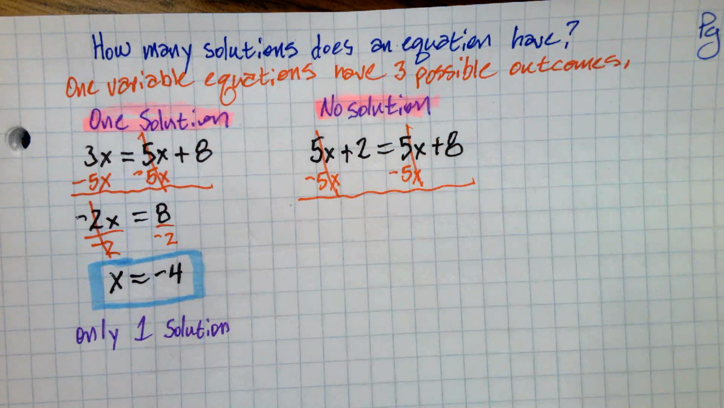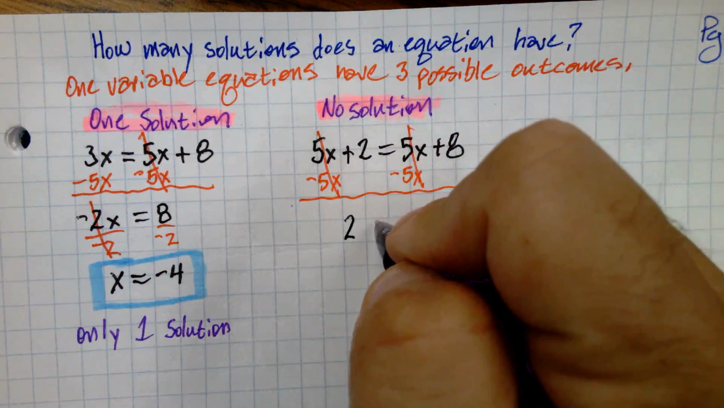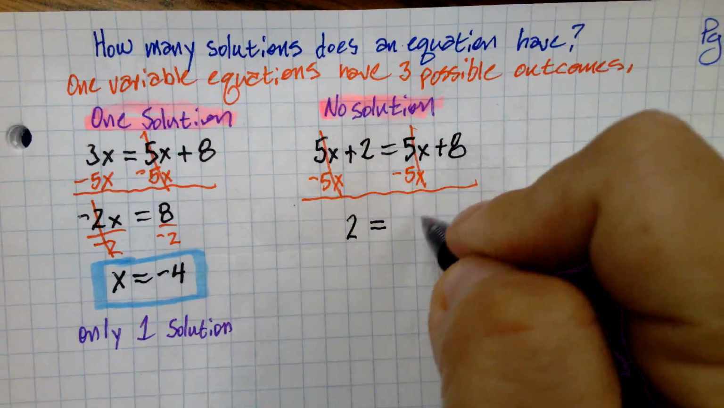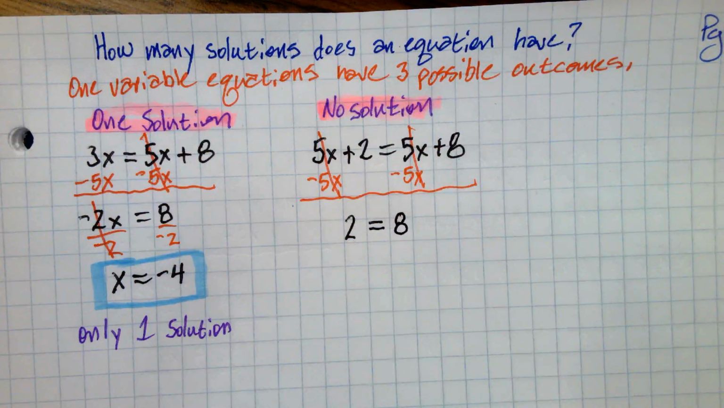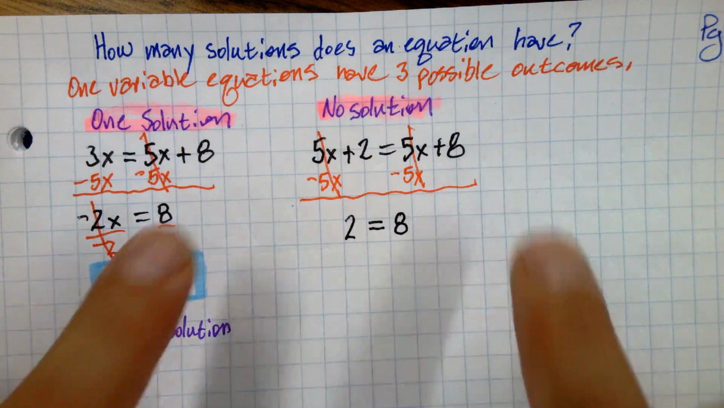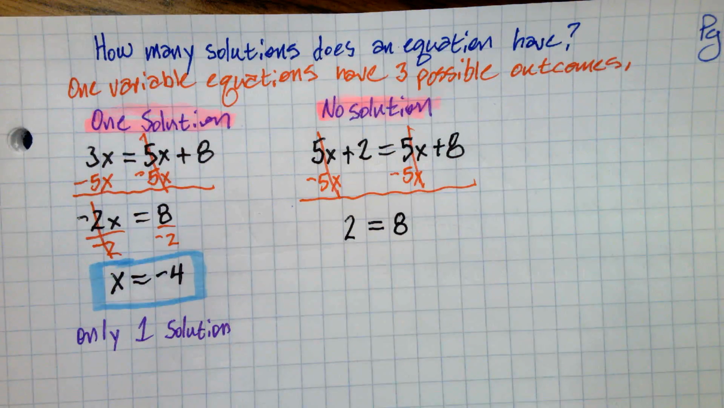What do I have on the left side of the equation? A 2. You bring down the equal sign. And on the right side, you have 8. So this is a statement. It's a math statement. When the variables drop out, like they just did, you're left with a math statement. Now, math statements are either true or false. And we have to decide now if this is a true statement or a false statement.